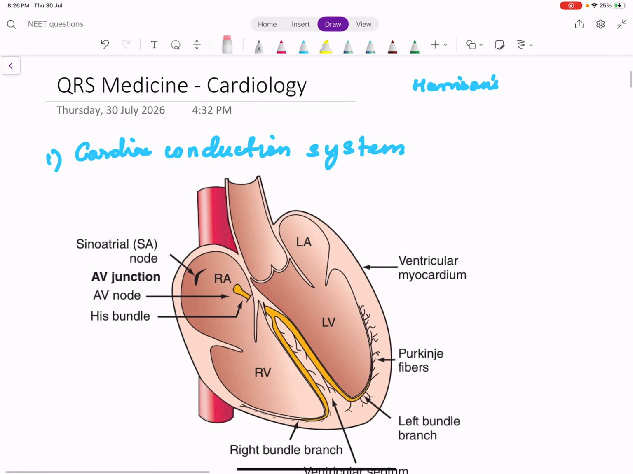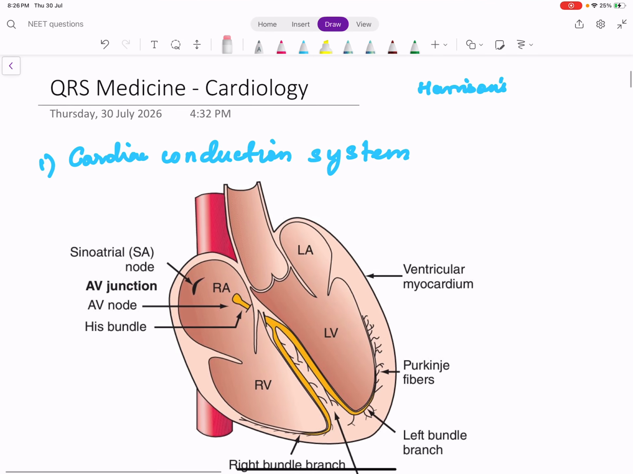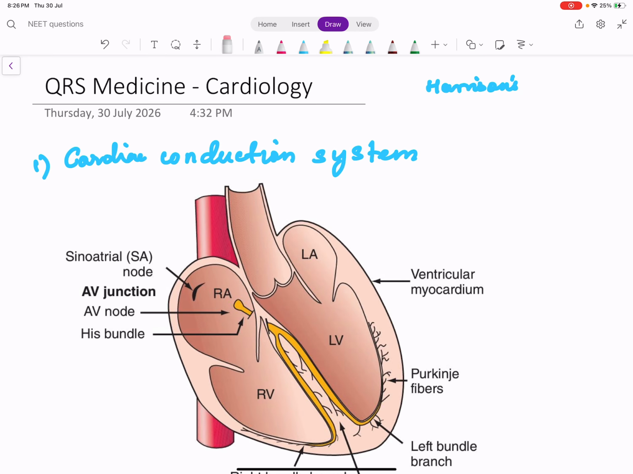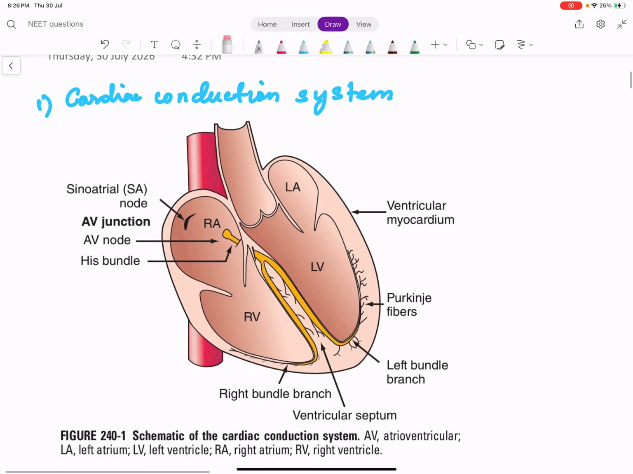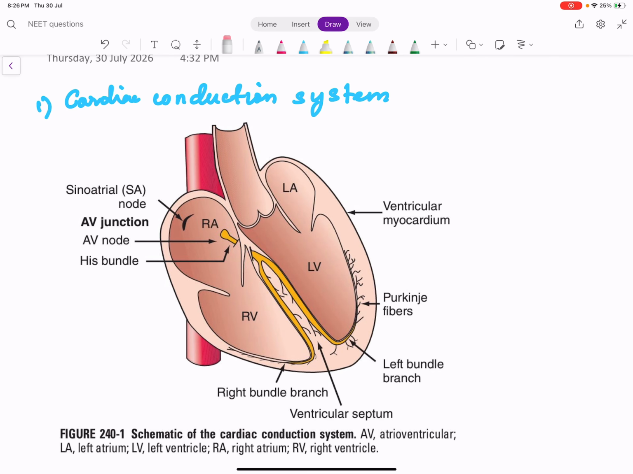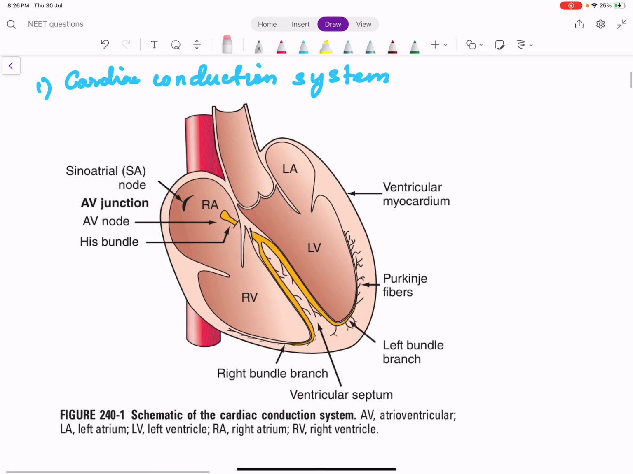So, good morning. We'll be discussing the quick revision series in medicine. Today's topic will be the entire cardiology in short. This will be useful for competitive exams like NEET, INICET. Okay, so we'll start our cardiology discussion.